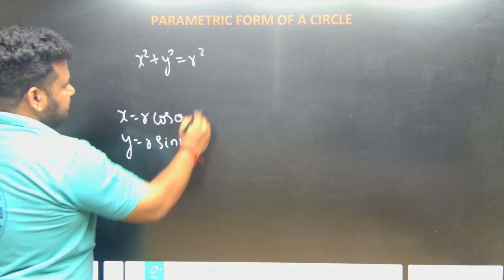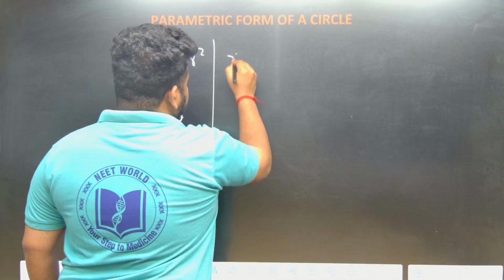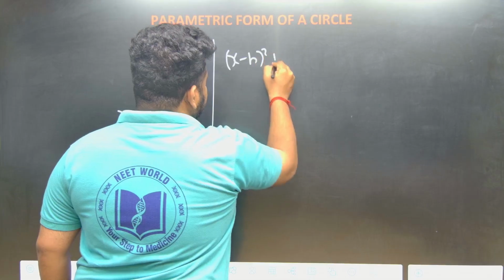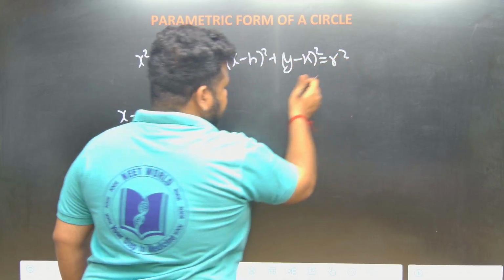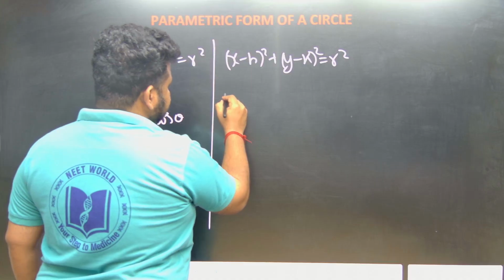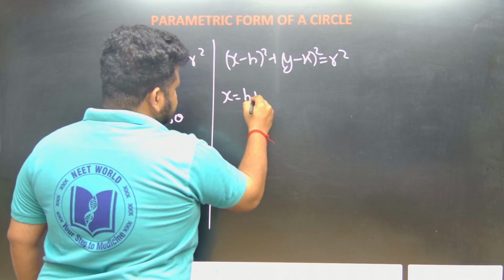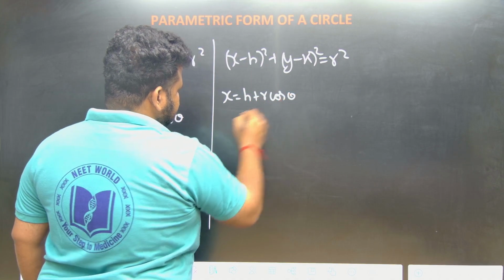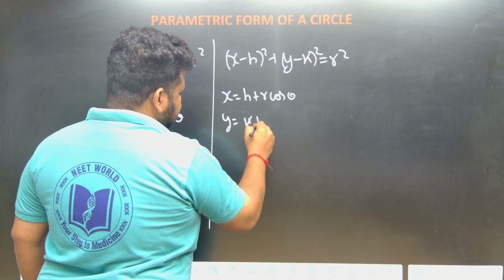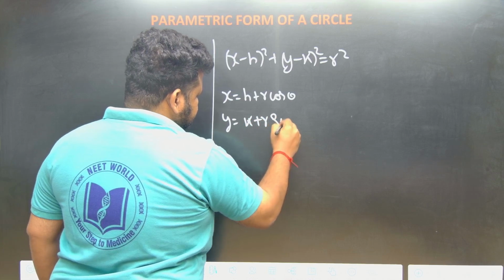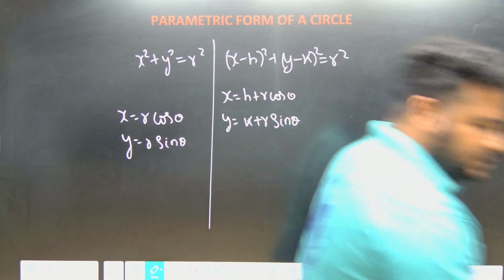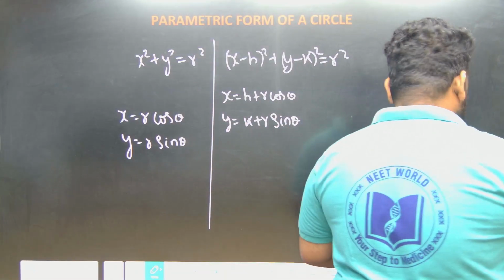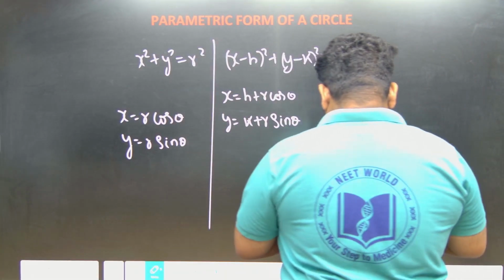And if it is given in the form x minus h whole square plus y minus k whole square is equal to r square, the standard form, we will write it as x is equal to h plus r cos theta, y is equal to k plus r sin theta. This is the parametric form of the circle. Now let us take up a question based on this, so that you understand how to apply this parametric form.